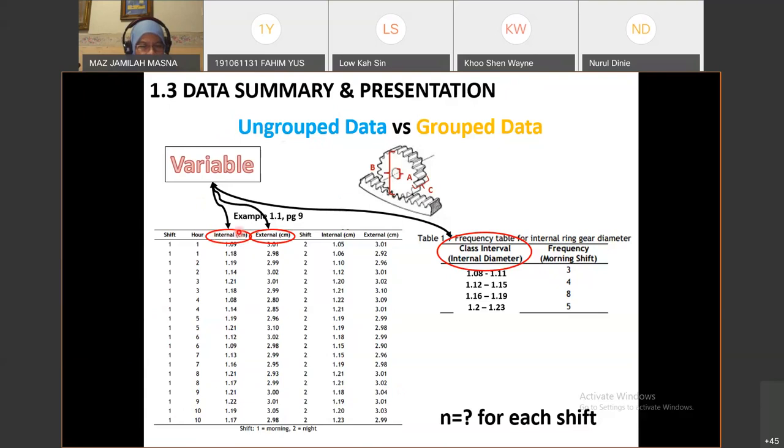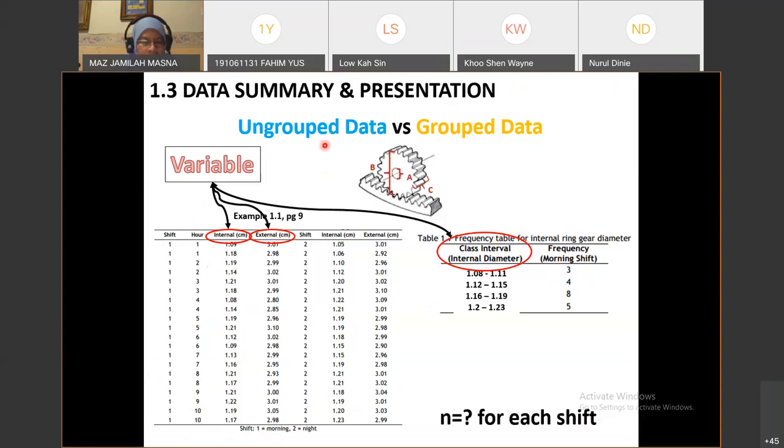And that particular internal ring gear will have different variables. That is the length of the internal ring and the external of the internal ring. So both are measured in centimeter. So in this particular table, this is what we call ungrouped data, meaning that we have raw data that we have gathered from our experiment. So this is what we call ungrouped data, or sometimes we call it raw data.